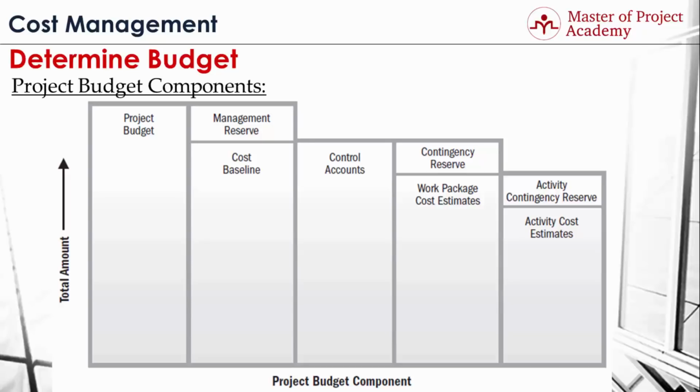Fourth step, aggregate control account costs to find cost baseline, and this will be the total amount of money that will be managed by the project manager to complete the project activities. And the fifth step, determine management reserve, which is estimated by the management of the company, and add on top of cost baseline to finalize the project budget or cost budget.